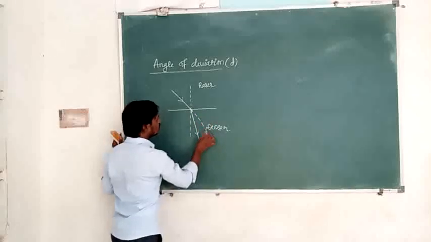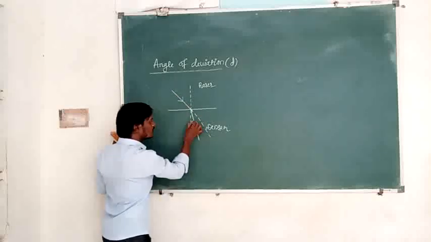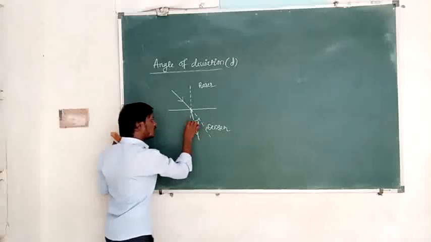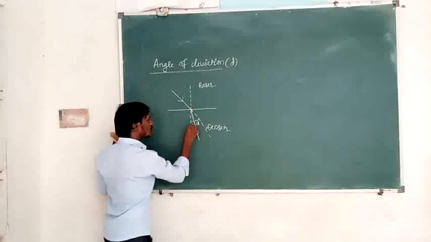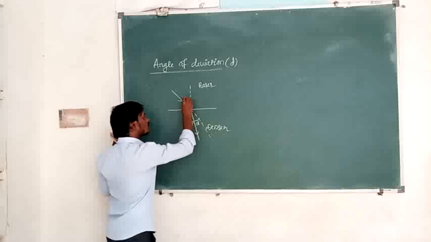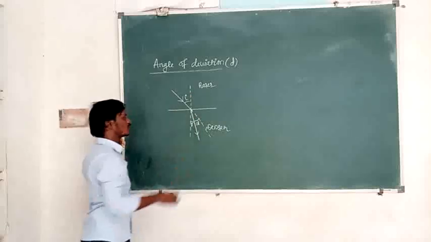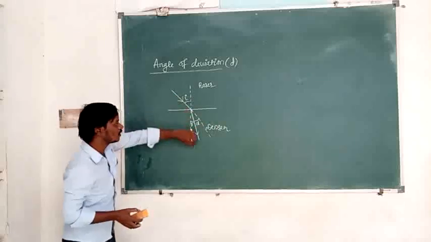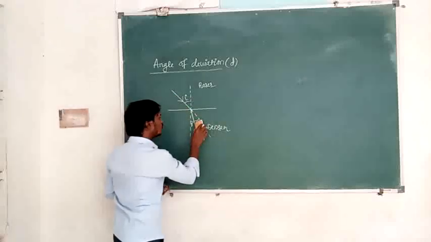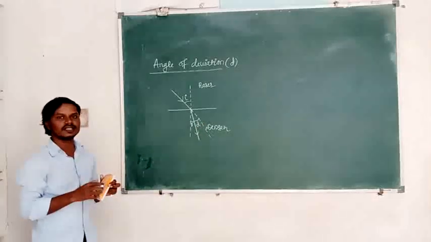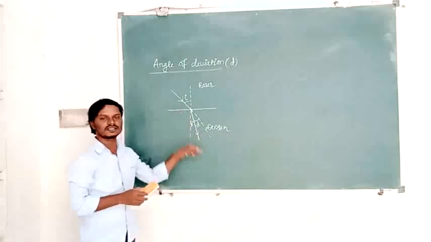So, the angle between this extended incident ray and the refracted ray is called the angle of deviation. Then the angle between the refracted ray and the normal is called the angle of refraction, and the angle between the incident ray and the normal is called the angle of incidence. But what is the angle between the extended incident ray and the refracted ray? That is called the angle of deviation.